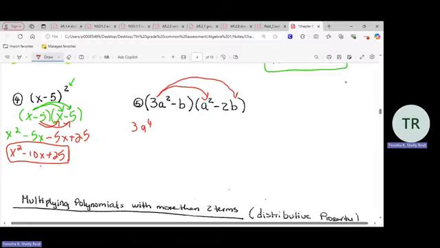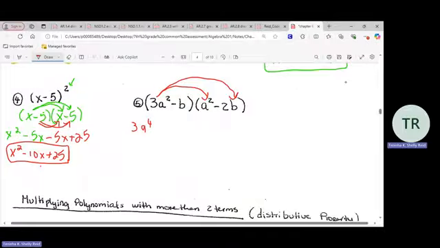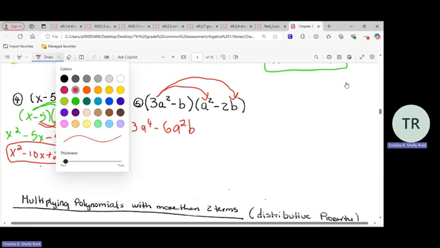Then you'll multiply it by the second term. So we have number times number, -6, 3 times -2, -6. And then a squared, that's all we have, so a squared. And then we have a b. Now we're going to do the next one underneath.